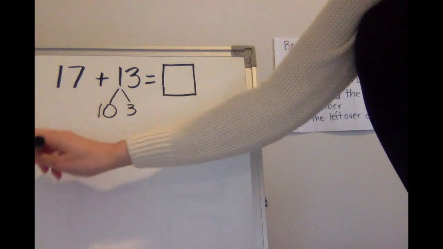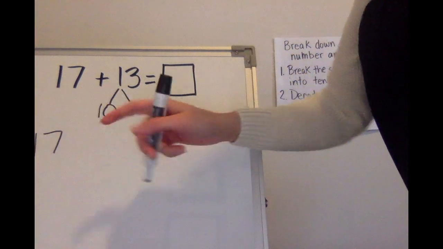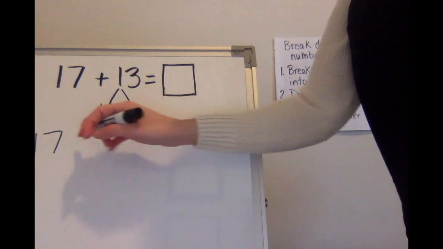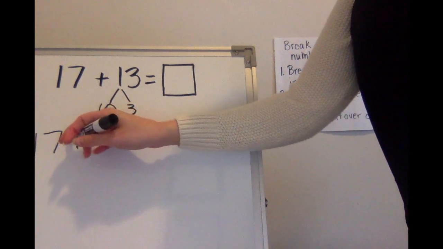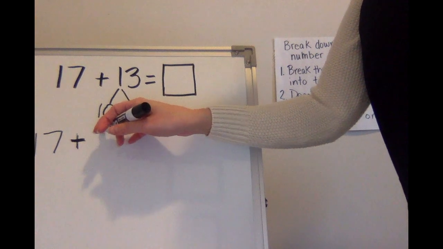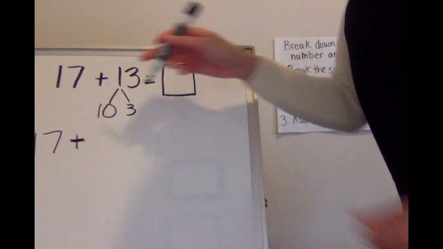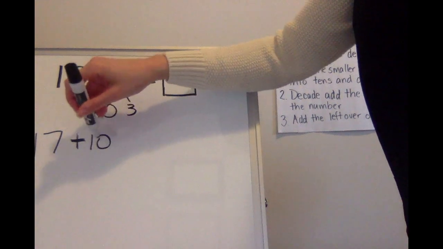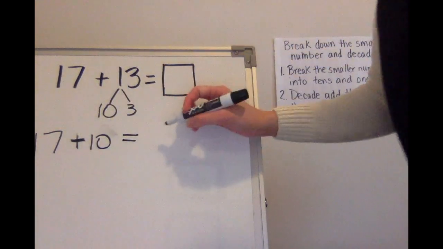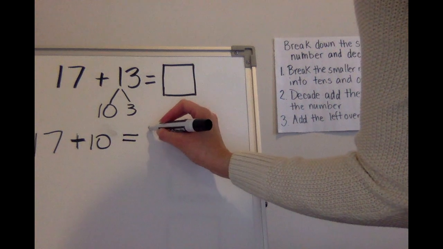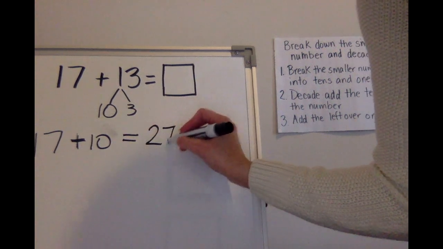Let me rewrite that. And now I need to add 10 to 17. Well, I know 10 more than 17. I need to add 10. And I know that 10 more than 17, you just change the number in the tens place, and the number is 27.